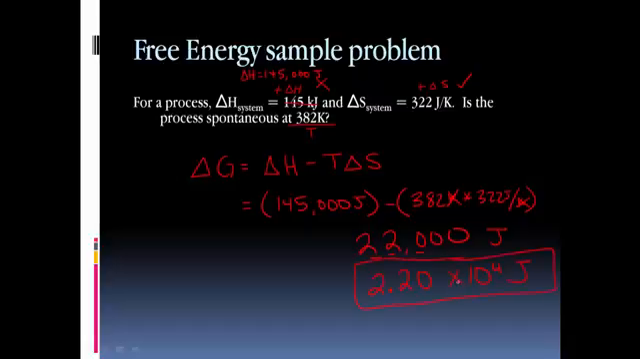So the question though is the process spontaneous? So we think about the sign. We have a positive delta G. Is that spontaneous or not? It is not. So the answer here is no. The reaction is not spontaneous because delta G was positive. It doesn't matter the size of the number of delta G. It can be a big or a small positive number. As long as it's positive, the reaction doesn't happen.